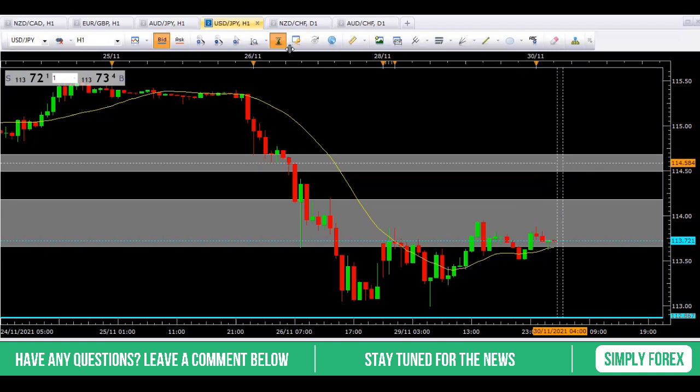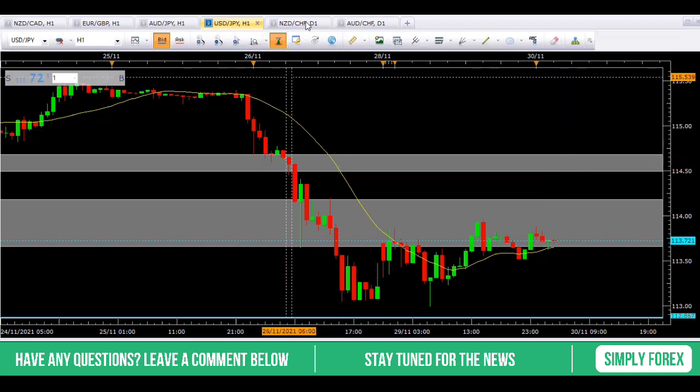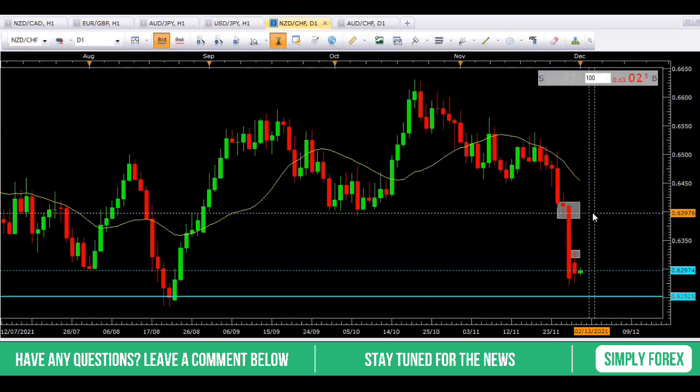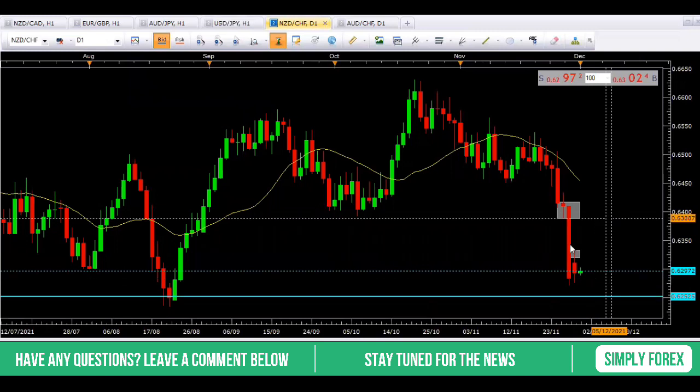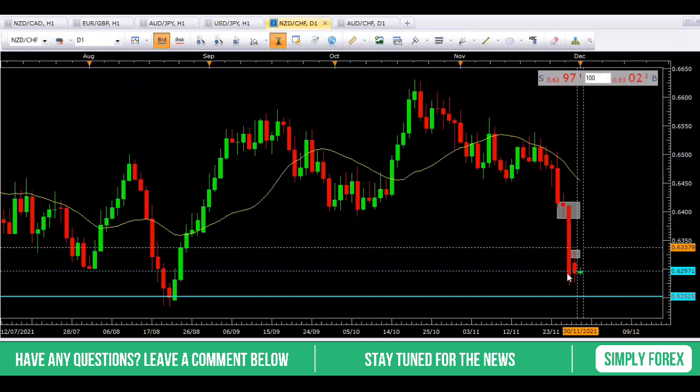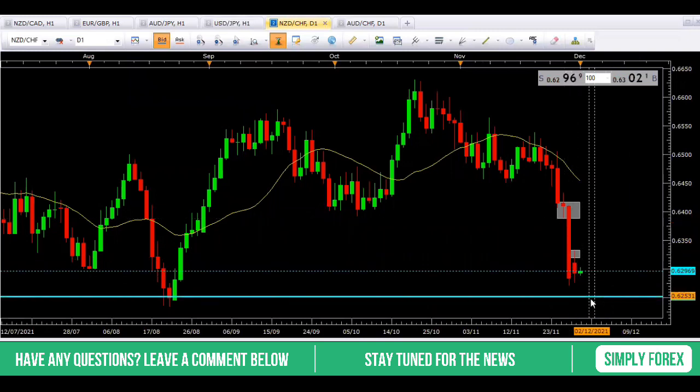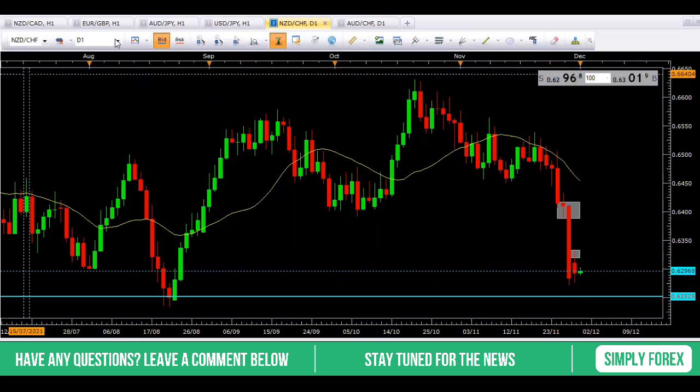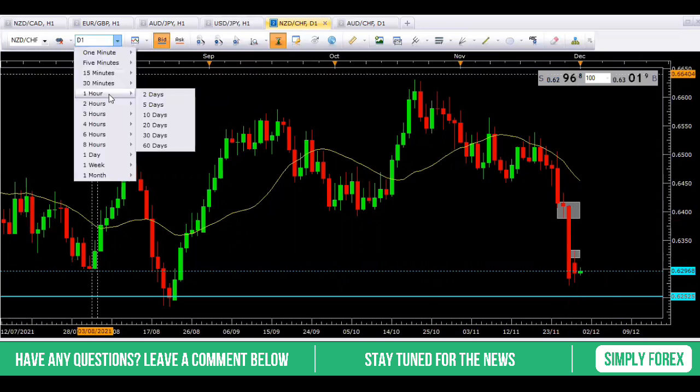All right guys, so yeah, US dollar Japanese yen short. Third trade, this is the New Zealand dollar against Swiss franc. We took a nice trade off this yesterday, but I still think we have some room to the downside, down to our blue line of 62.52. All right, so let's look at H1 for execution.